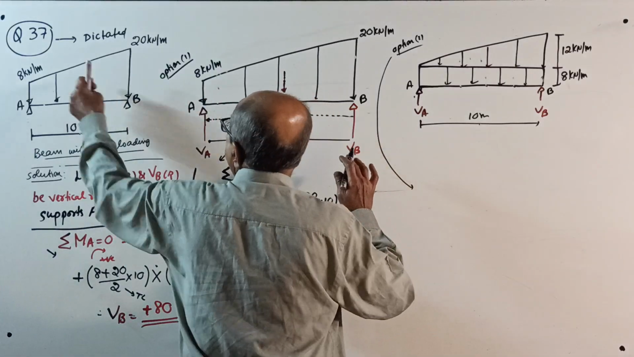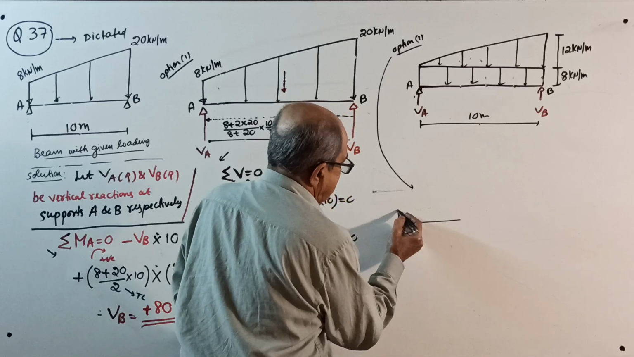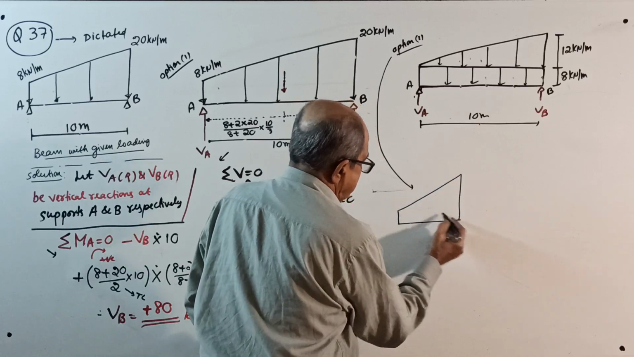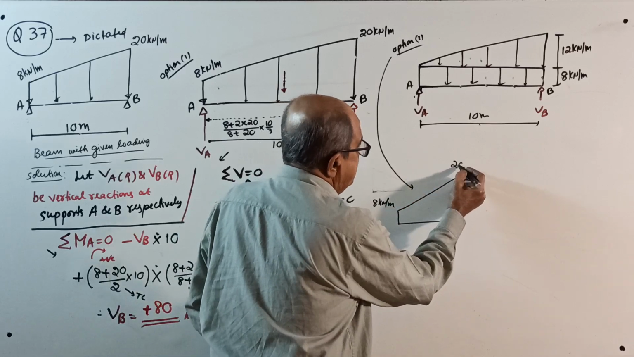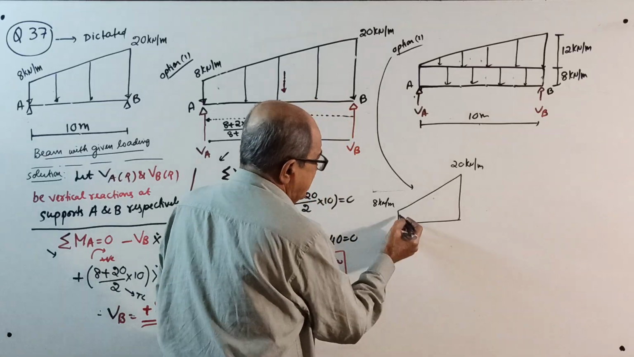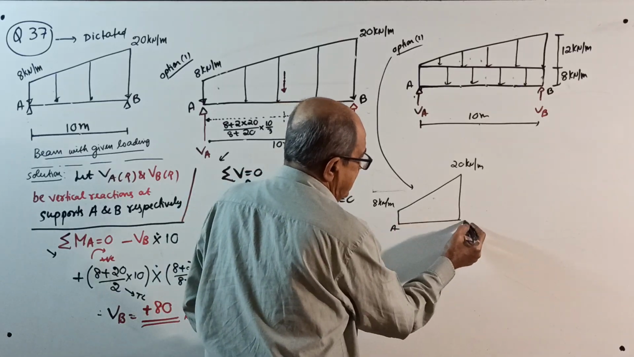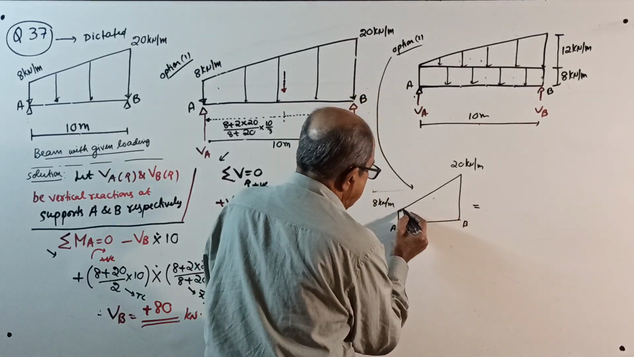Then see the original question. 8 kN per meter to 20 kN per meter. First you have to write this one. Span is not required. This is A, this is B. This will be equal to, see, a light line divide.